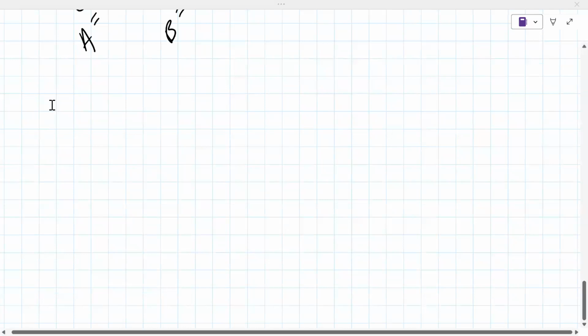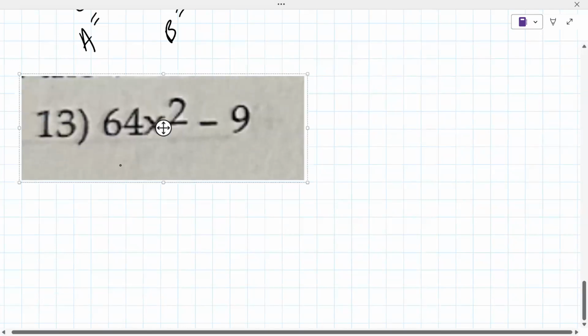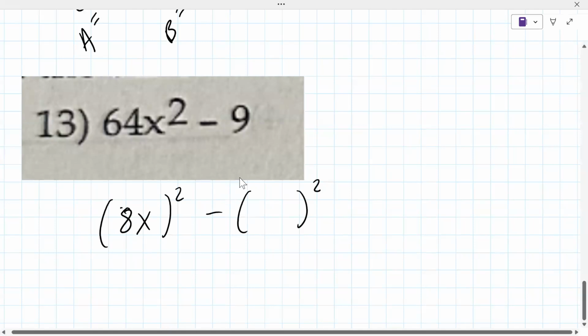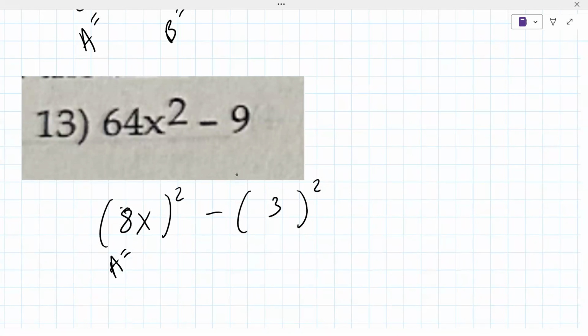All right, so here we go. So it's kind of like the previous problem. You got to figure out what squared gets you back to the previous line. It would be 8x. 8x, good. And what gets you back to 9? What do you square? 3. Yeah, you square 3 to get back to 9. So your A is the 8x and your B is 3.